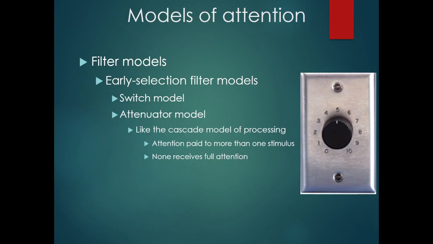So the attenuator model does say that you can divide your attention, but there are certain ways that you can make that more efficient, right? By dividing your attention on things that are very different from each other and so on. Your attention in this model will be focused on the physical characteristics, kind of like the switch model said that your attention will get pulled by physical characteristics. But this model also adds in semantic characteristics.